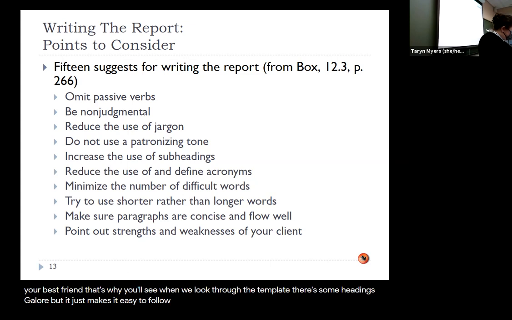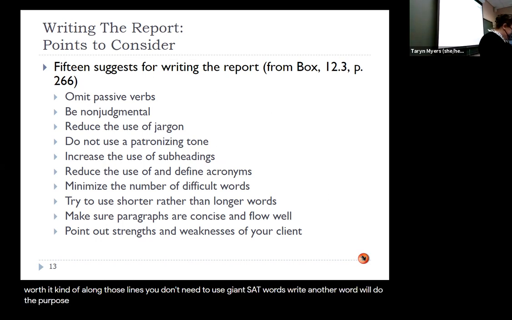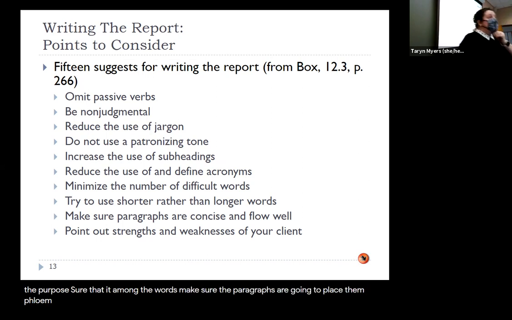Don't use acronyms. Spell everything out. It makes it longer, but it's worth it. Kind of along those lines, you don't need to use giant SAT words, right? If another word will do the purpose. Again, shorter rather than longer words. Make sure the paragraphs are concise and flow well. And then this last point is something people often forget.